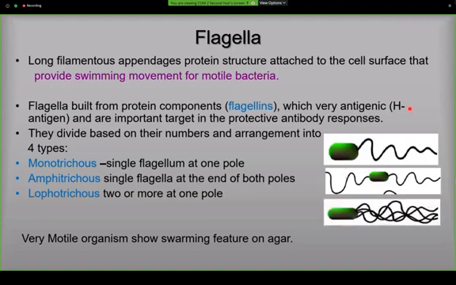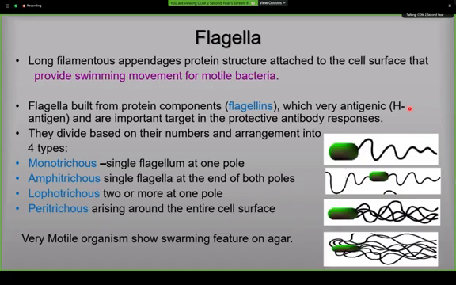If you have two or more flagella at one end, we call it lophotrichous. And when the flagella surround the cell wall all over, we call them peritrichous. Okay?